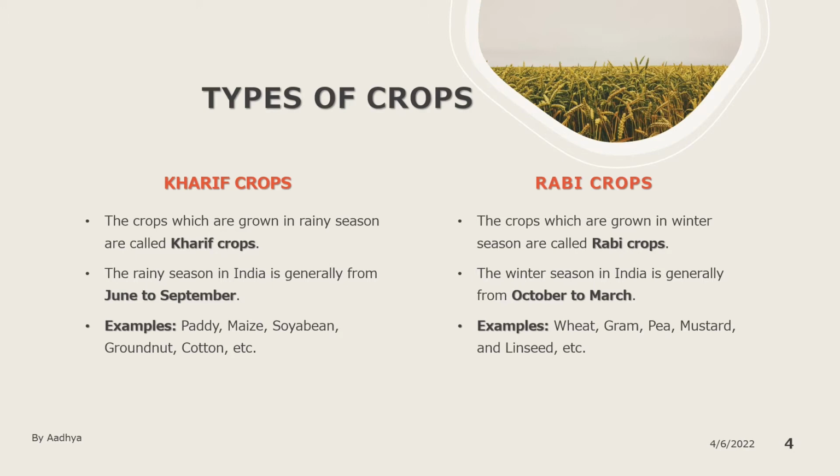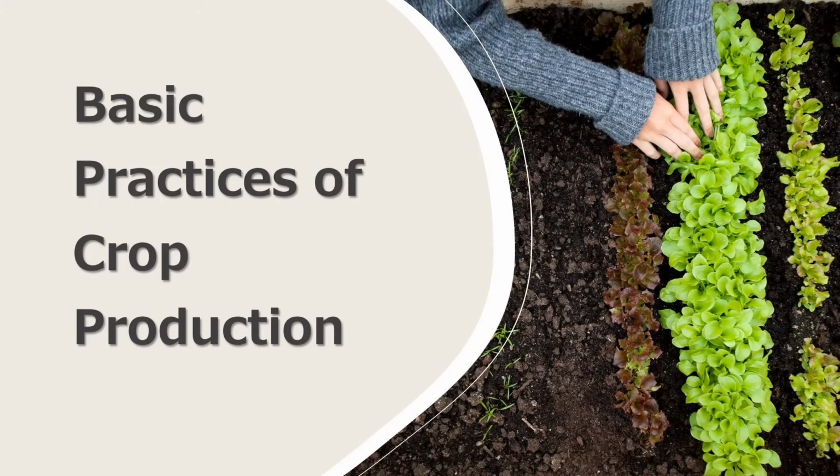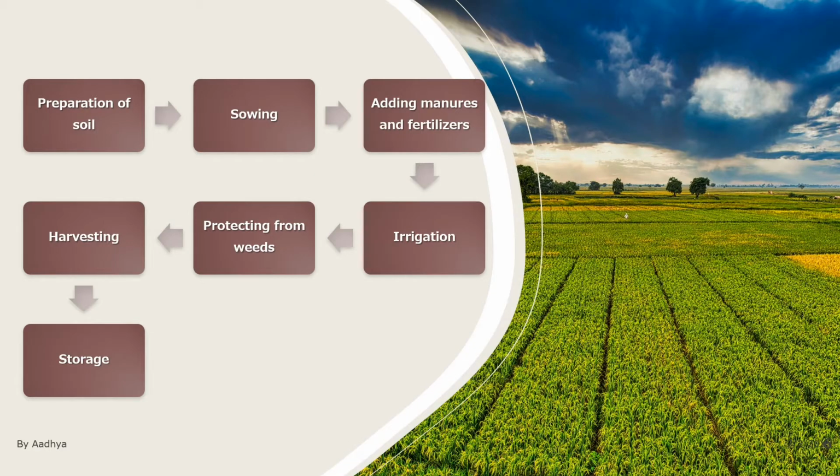Right. So the next portion we are going to study is the basic practices for crop production. Now, what are the steps that are included in crop production? That is most important, and can be asked in different questions, like write a short note or write the steps for the basic practices for crop production. There are 7 steps in agricultural practices.